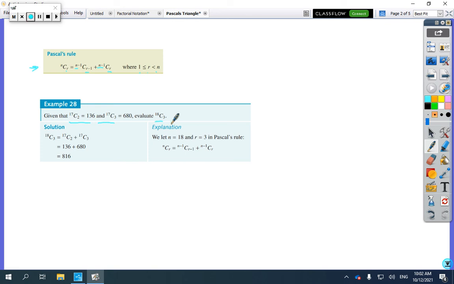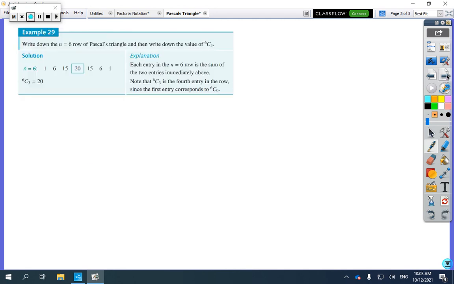And how you might use it in a question: if you're given 17C2 and 17C3 and you have to find 18C3, well, 18C3 is the subject, so we take 1 off the top, and 3 goes there, and 1 less than 3 is 2. So if we've got 17C2 and 17C3, then 18C3 will just be the addition of those two numbers. Again, not necessarily useful, but it's Pascal's rule. Okay, copy that and come across when you're ready.